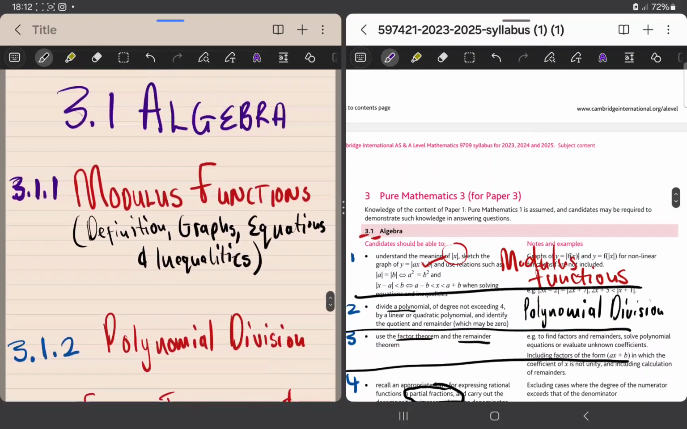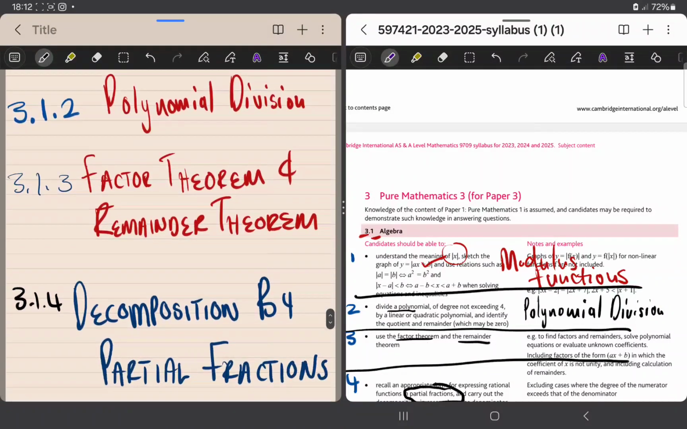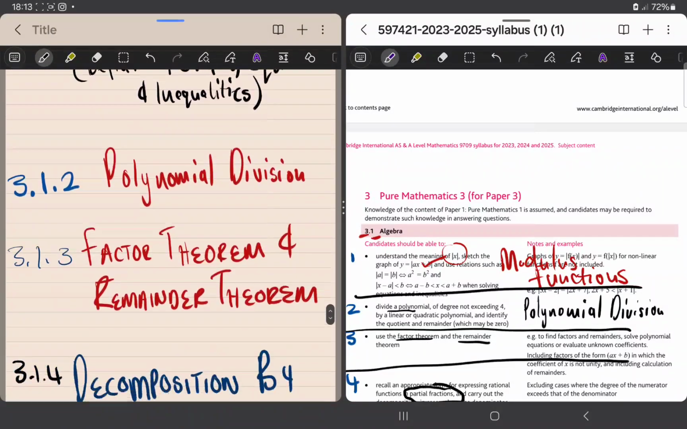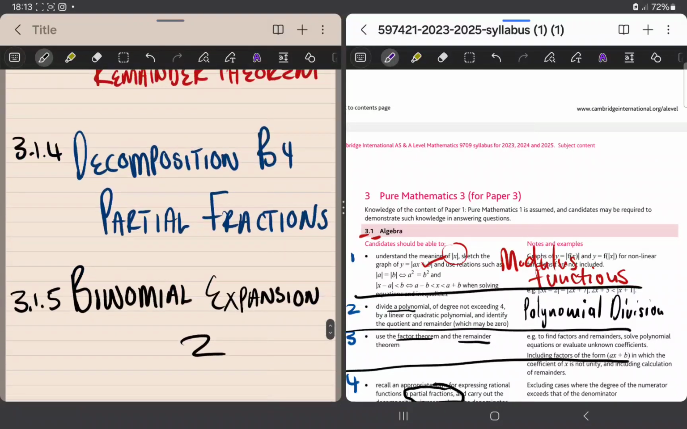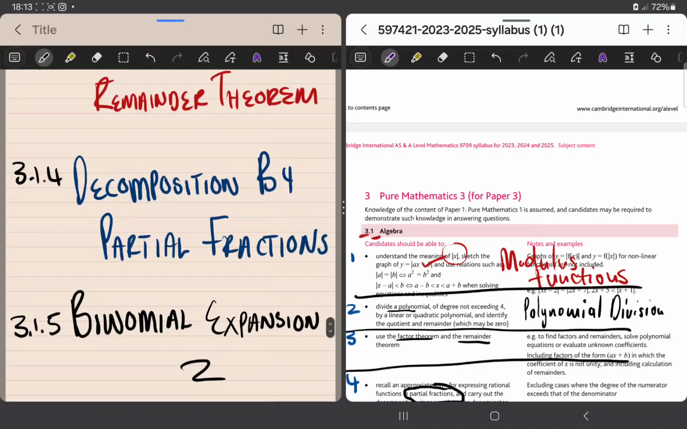So what are the 5 things? 1 is modulus functions. Number 2, polynomial division. Number 3, factor theorem and remainder theorem. Number 4, decomposition by partial fractions. And number 5, binomial expansion 2. So if you get in an exam paper and you see something that is on partial fractions, you know where to come. You'll come to paper 3, topic 1. That is where you're going to find the ideas and you can look at it.